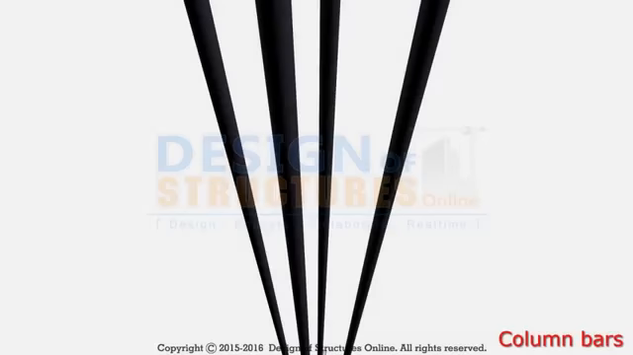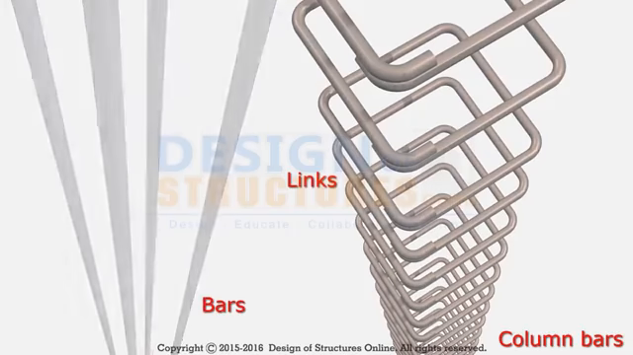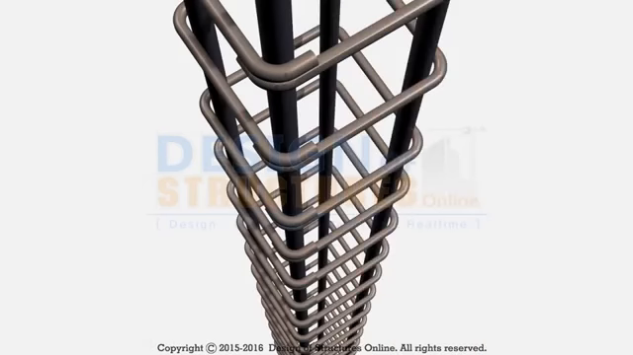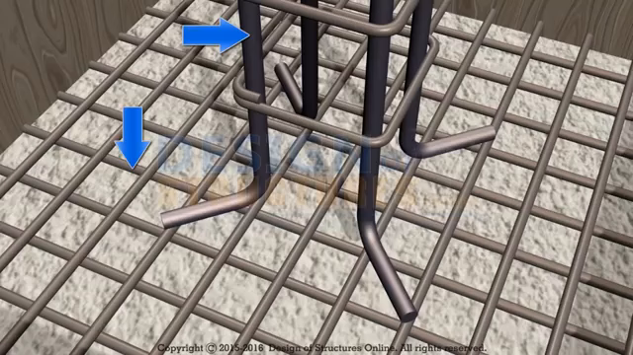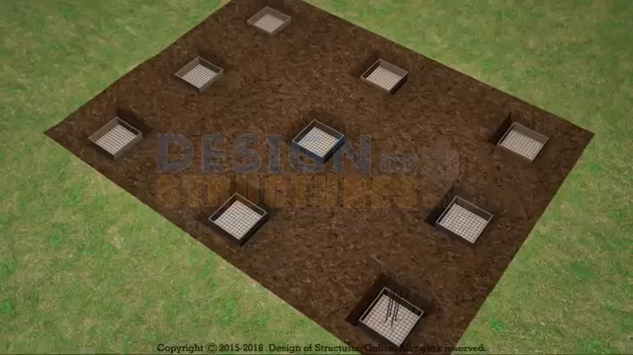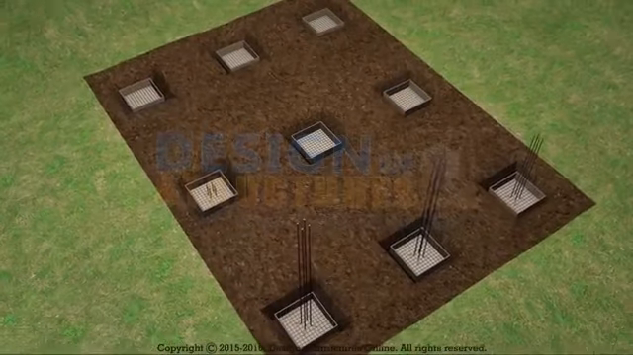Column bars. Proper arrangement to be made for column bars with links as per drawings. Column steel and foundation steel to be tied properly to avoid joint cracks. Reinforcement shall be as per bar bending schedule prepared according to drawing.